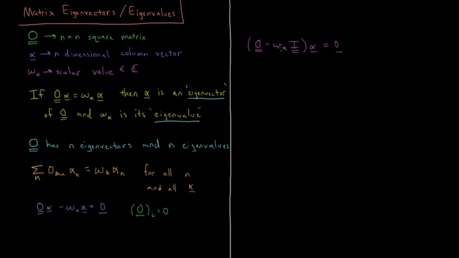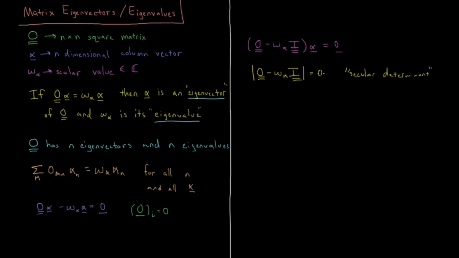All right, so how do we solve this equation if this is indeed the case? The way we do that is we take the determinant of O minus omega alpha I, and we set that equal to 0, and we solve that equation. That equation is called the secular determinant equation. Secular because it is a determinant which equals 0.